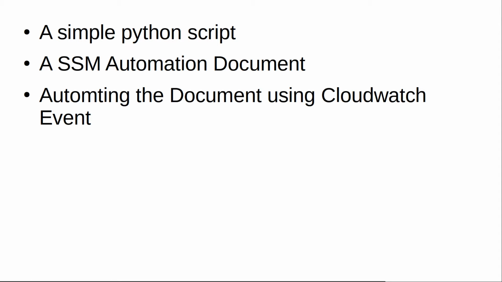So what we will be discussing: I have created a simple Python script that will do this, and that is sufficient if you want to do it once. But again, if you want to automate it and do it periodically, then you might want to use an SSM automation document that I've created. And the third part will be using a CloudWatch event to trigger the SSM document, and there we can use a cron expression or a rate expression like every 30 days or so. Moving to the next step.